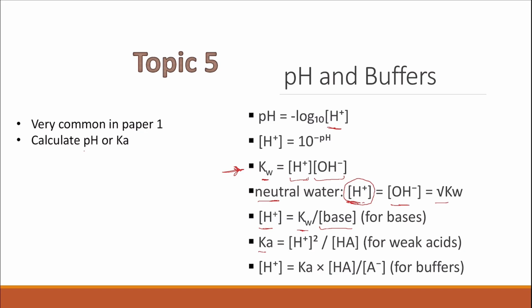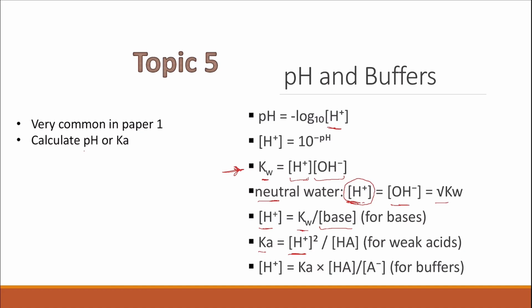the acid concentration. And finally, for buffers, buffers will have both the acid and a salt, or sometimes a base. And to calculate the hydrogen ion concentration for the buffer, and so the pH of the buffer, this will equal the Ka of the weak acid times the concentration of the acid divided by the concentration of the anion, or if we add a base, then it's going to be divided by the concentration of the base.